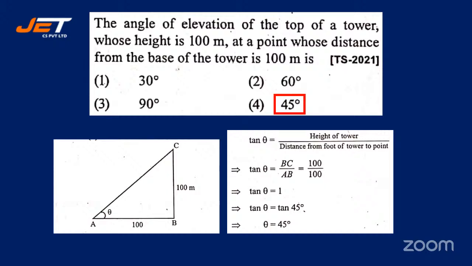So the theta will be opposite side by adjacent side. We don't know what theta is; we need to find it out. So when you put tan theta equal to 100 by 100, which gives 1. What theta has tan theta equal to 1? tan 45 is 1. Therefore, theta must be 45 degrees. All right, so your option 4 is the correct one.